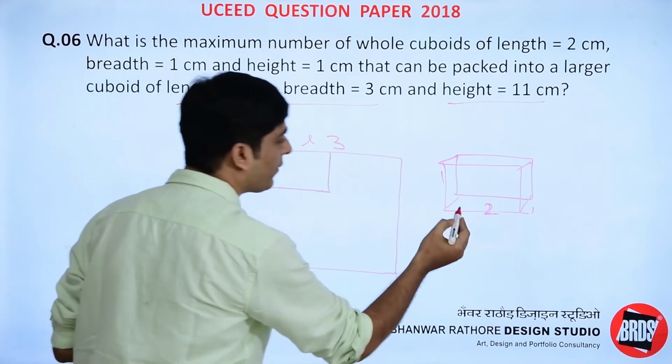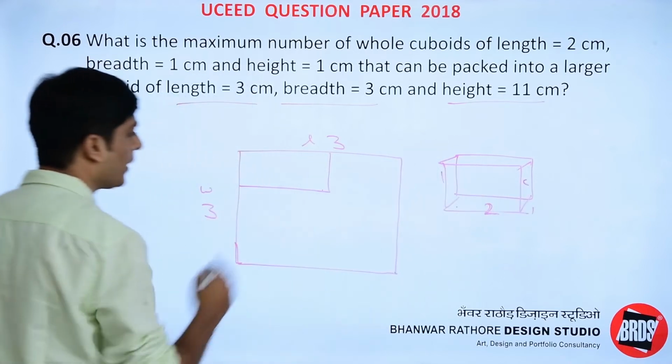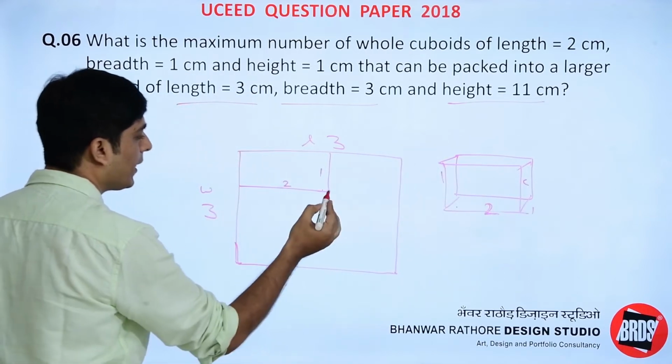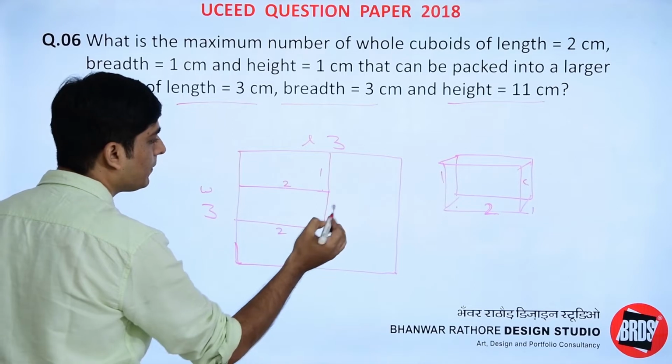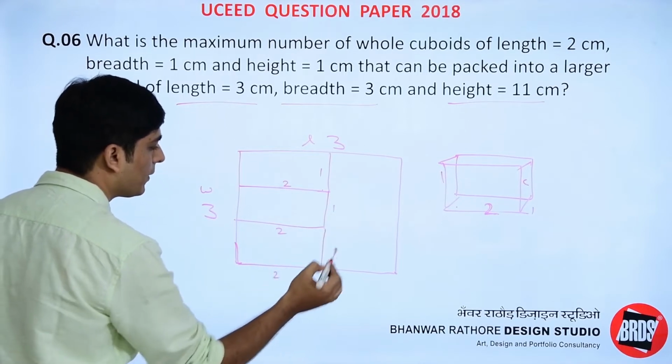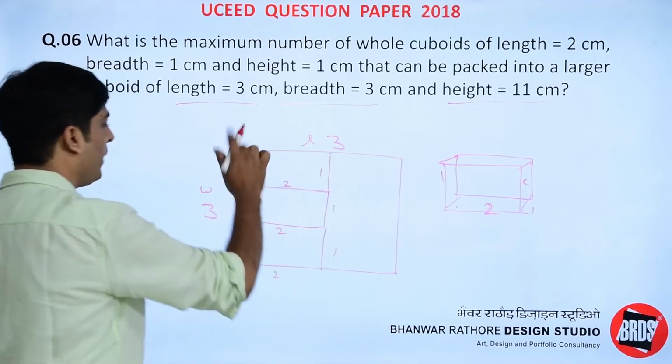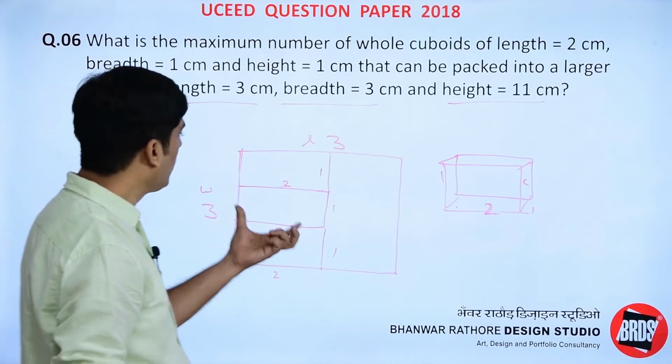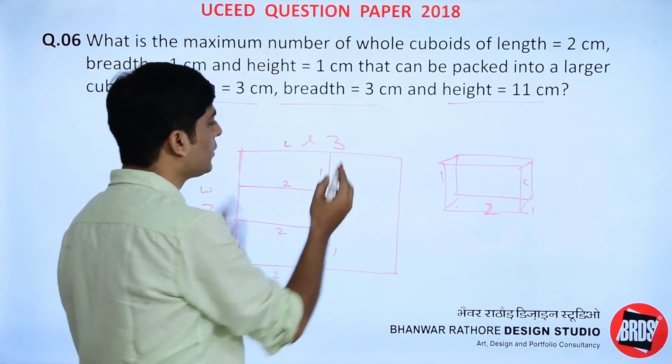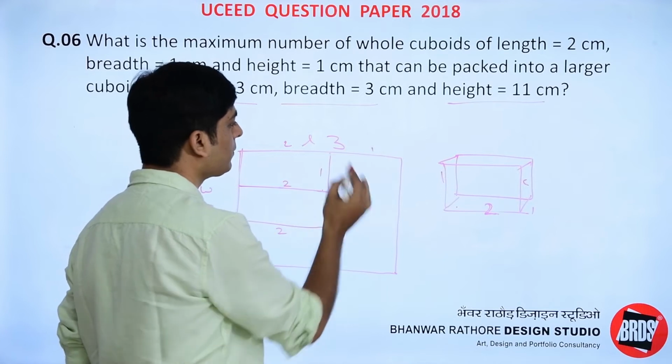We will try to adjust the first base. Later we will consider the height. 2 by 1. Then again 2 by 1. Then again 2 by 1. So 1, 1, 1 would be equivalent to this 3. Now 2, 2 and this would be again 2. So this part is remaining, that is a 1.